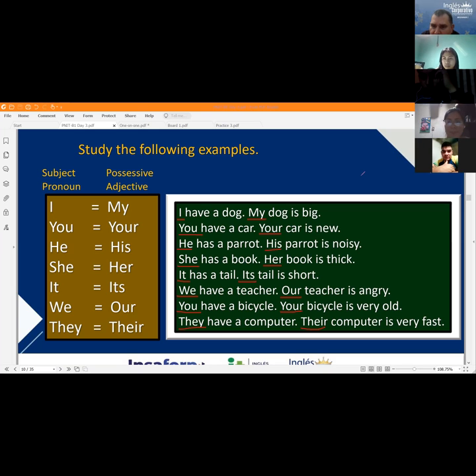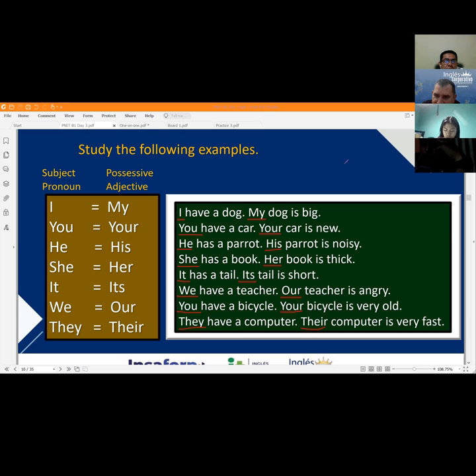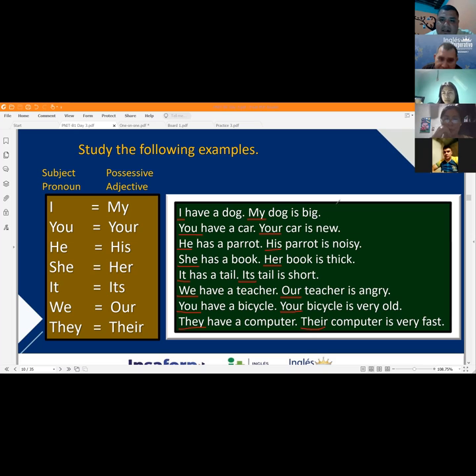Okay. Another volunteer. Yes, Walter, and then Carlos Ernesto. I have a dog. My dog is big. You have a car. Your car is new. He has a parrot. His parrot is noisy. She has a book. Her book is thick. It has a tail. Its tail is short. We have a teacher. Our teacher is angry. You have a bicycle. Your bicycle is very old. They have a computer. Their computer is very fast. Okay, thank you very much.